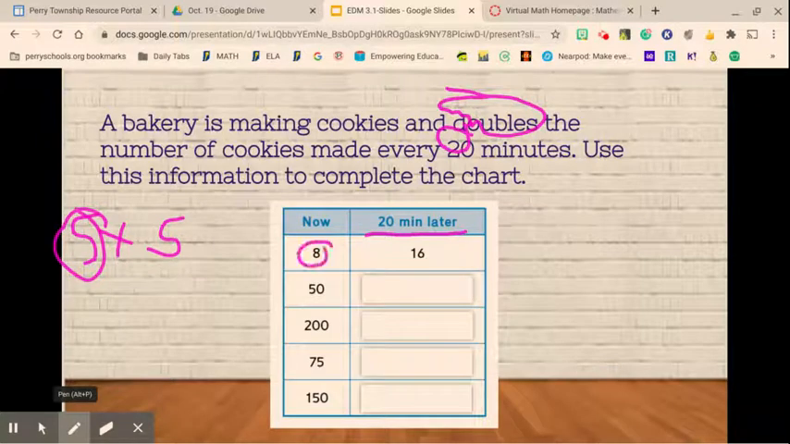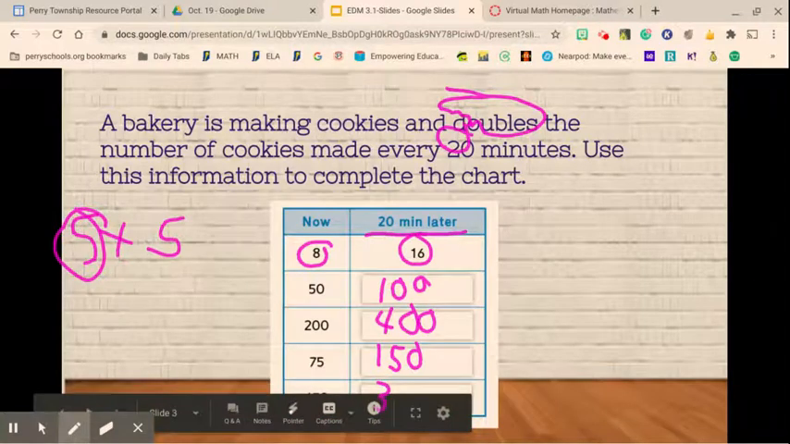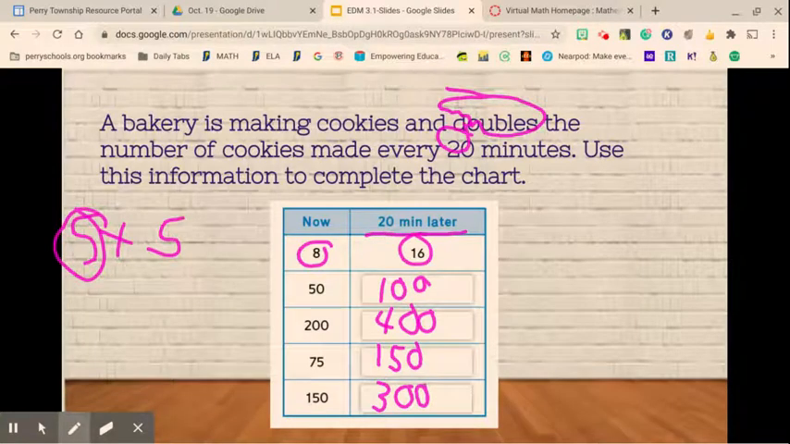So if I have 5 and I double it, I add another 5. So for this example, I have 8. 8 plus 8 is 16. 50 doubled, 50 plus 50 is 100. 200 doubled, 200 plus 200 is 400. 75 doubled, 75 plus 75 is 150. And then 150 doubled, 150 plus 150 is 300. So we have completed this chart doubling each of our number of cookies. So every time I doubled what was being made, 20 minutes later, these numbers came out.